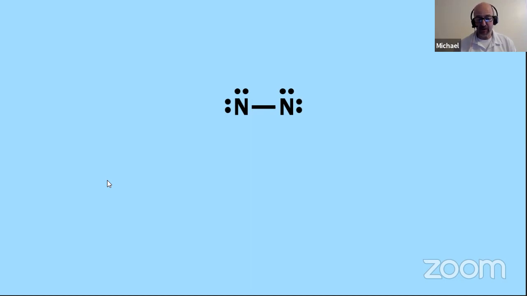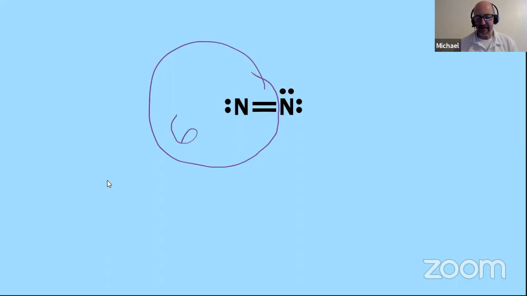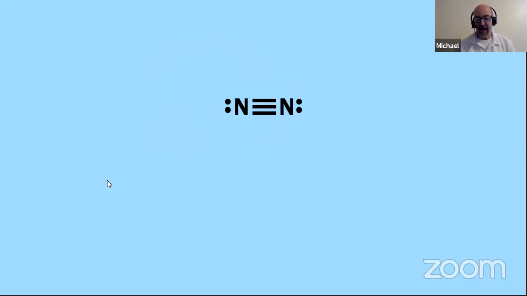You may remember learning about something called the octet rule. So if I draw a big circle around this nitrogen atom, inside that circle are 6 valence electrons. If I make a double bond, well, that would now change to 8. But on the other side, this nitrogen still only has access to 6 electrons. So we're going to go ahead and make a triple bond. So that now is the Lewis electron-dot structure for nitrogen.